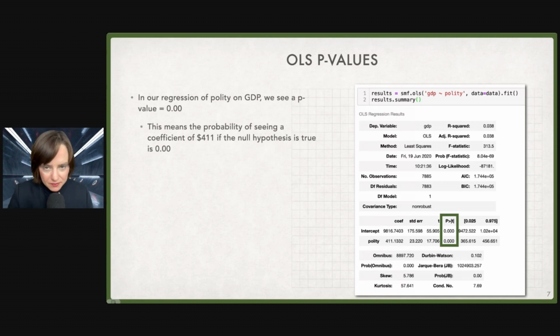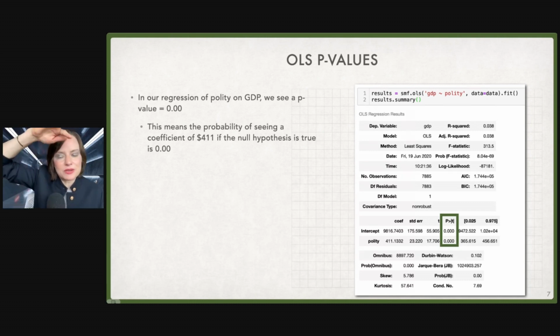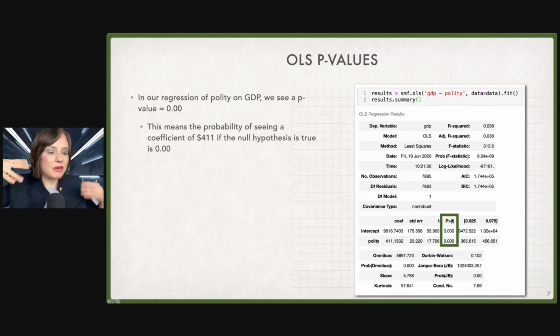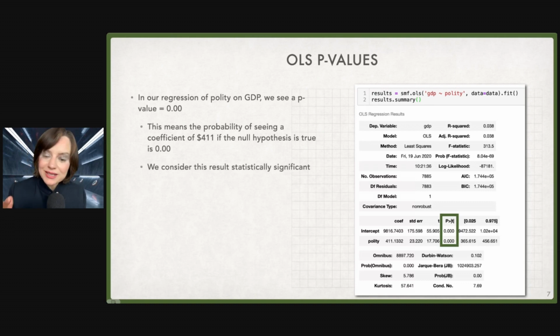The probability of seeing a coefficient of $400 if the null hypothesis is true is 0. If we expanded this out, it's probably 0.0004321. There's probably numbers at the end of it. It's probably not exactly 0. If the null hypothesis is true, the probability of seeing the coefficient that we got in our analysis is 0. And remember that our null hypothesis is that there's no relationship. So we consider this result statistically significant.